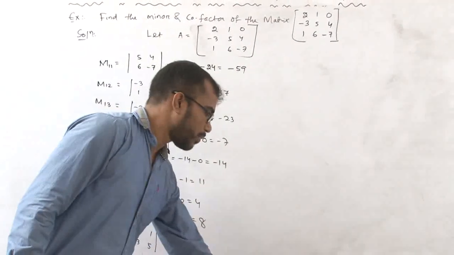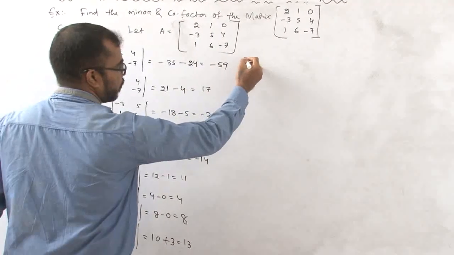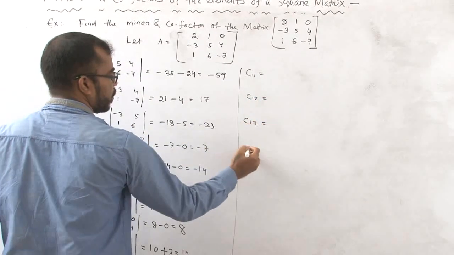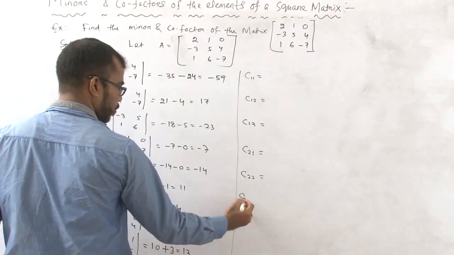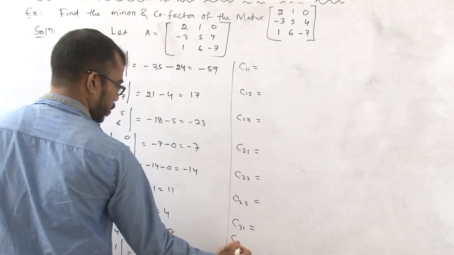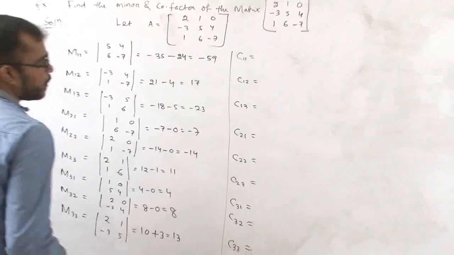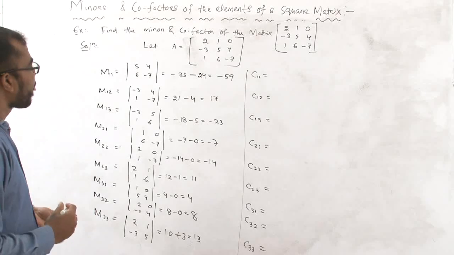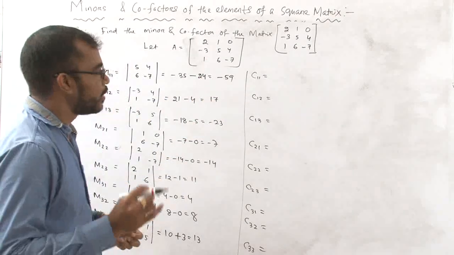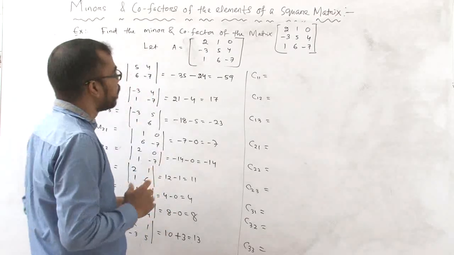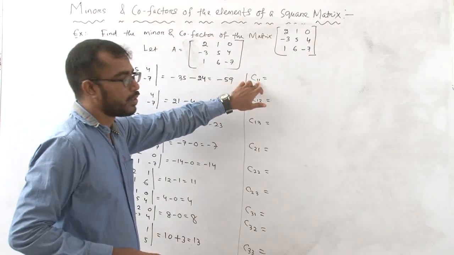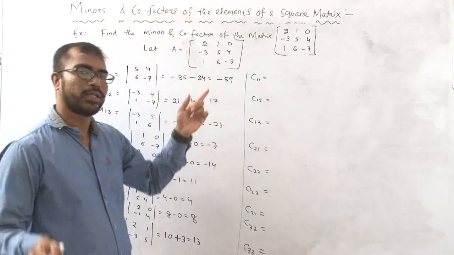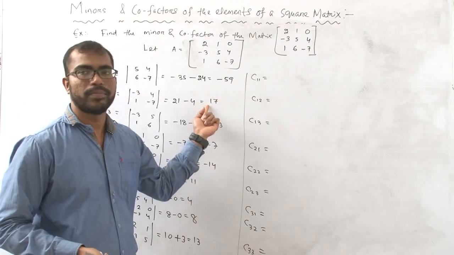Now we calculate or evaluate the cofactors. So write the cofactors C11, C12, C13, C21, C22, C23, C31, C32, and the last one is C33. Now, as we have calculated the minors, we can write the cofactors directly. In the previous example, we gave a trick: we add the position numbers of the element, and if the sum is even, we keep the same value. If odd, then change the sign of the minor.